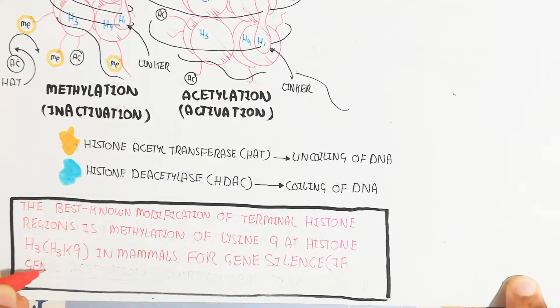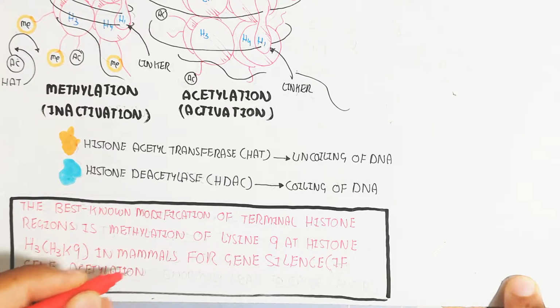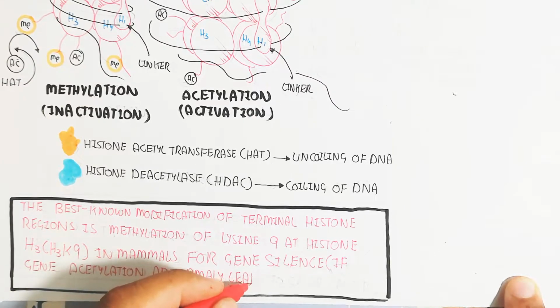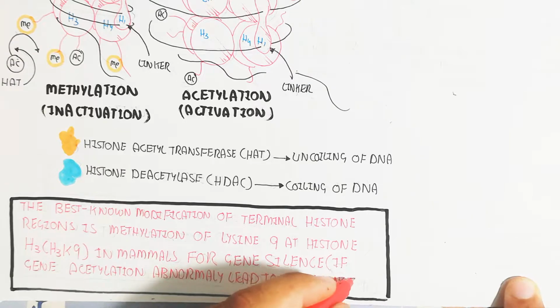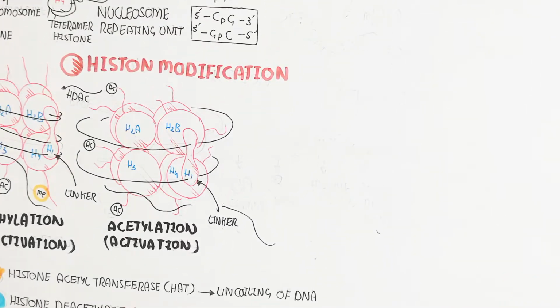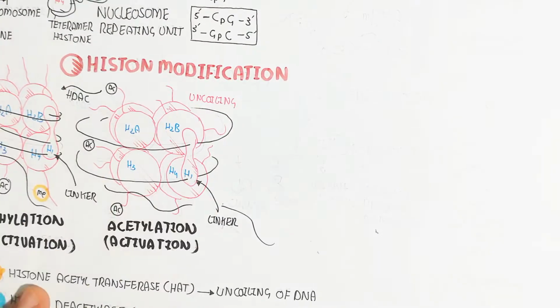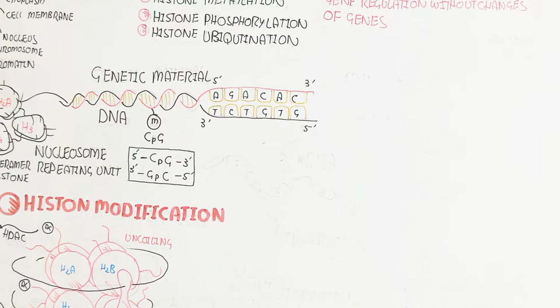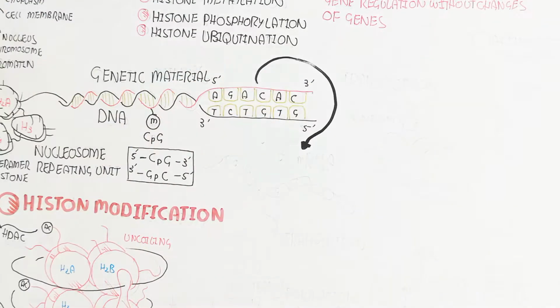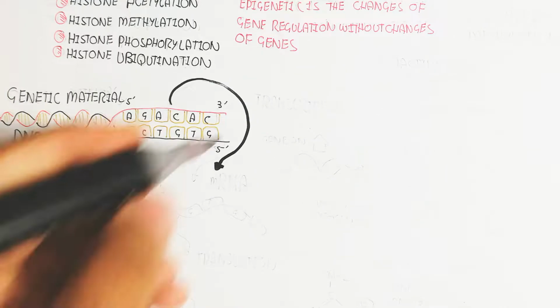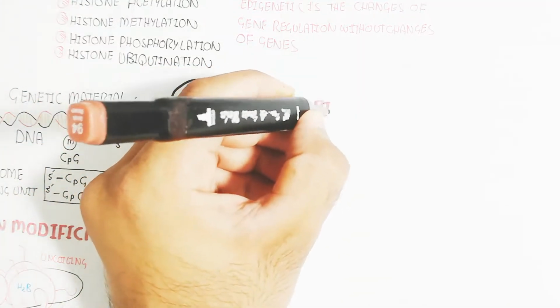If gene acetylation is abnormal, it can lead to cancer. So remember these things. This is an important thing you need to understand. Anyhow, the acetyl group is used for gene expression, while the methyl group is used for silencing the gene.